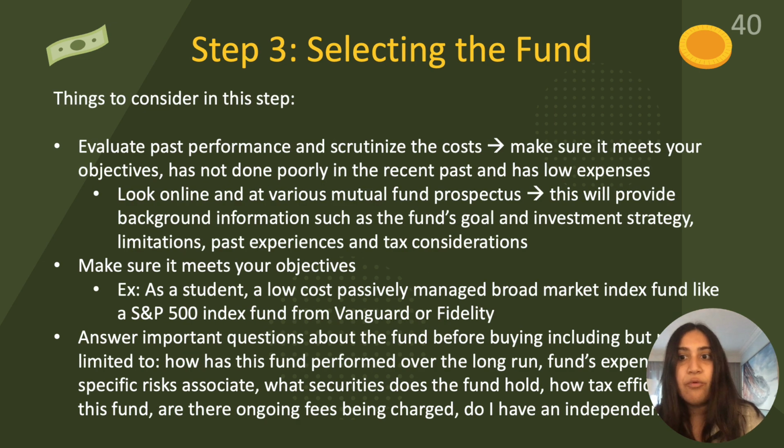Now, once you've found some funds with objectives that match your own, it's time to evaluate them. Evaluation means looking closely at past performance and scrutinizing the costs associated with each of these funds. Although past performance doesn't necessarily predict future results, research has shown that mutual funds that have done poorly in the past tend to do poorly in the future, and there is some slight evidence that good performance may carry into the future. Be able to answer important questions about your fund before selecting it, such as how has the fund performed over time, and what securities does the fund hold. These are just a few questions that you can ask once you've made sure that the fund meets your objectives before officially selecting it.